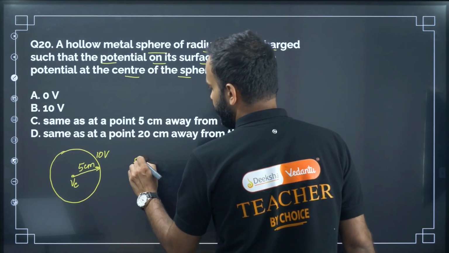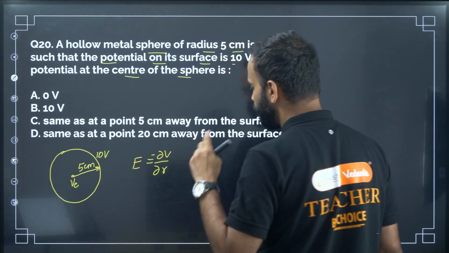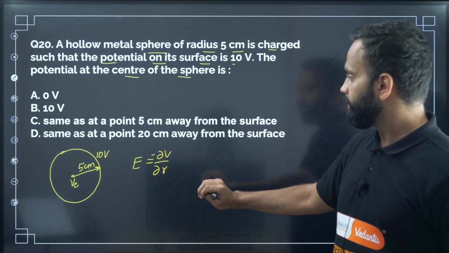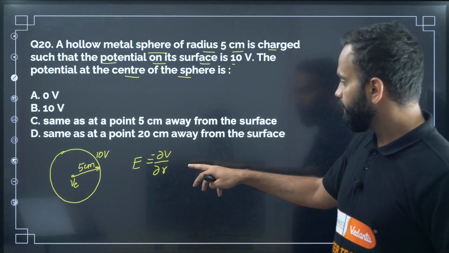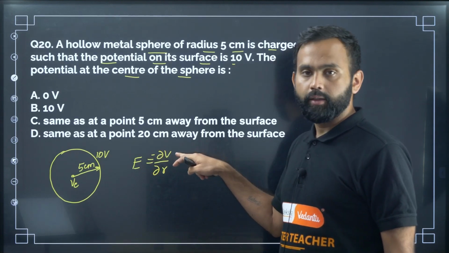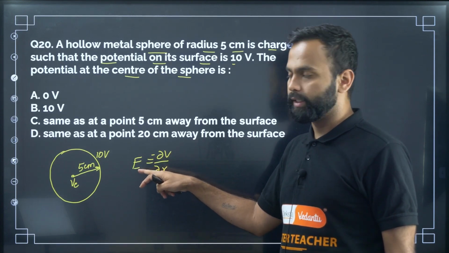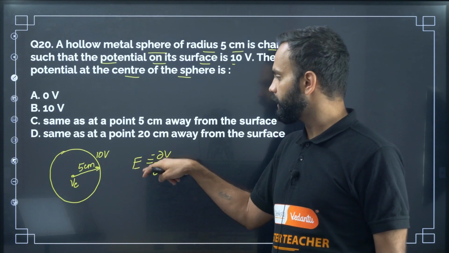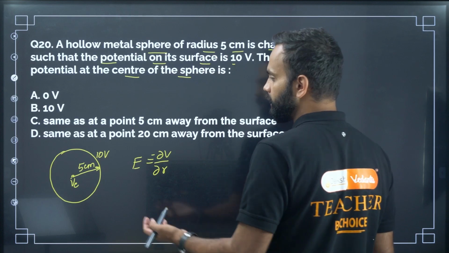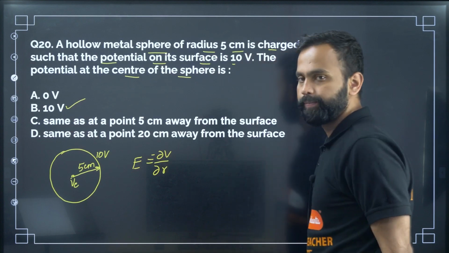We know that electric field is equal to minus dV by dR. This is the relationship between electric field and potential. Here the electric field is 0, therefore the potential will be constant. Why is it constant? Because differentiation of a constant is 0, so the electric field is 0, so the potential is constant. So at the center the potential is 10 volt only, the same as the potential on the surface of the metallic hollow sphere. So the correct option is B.